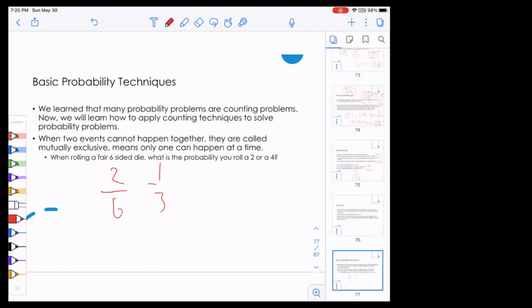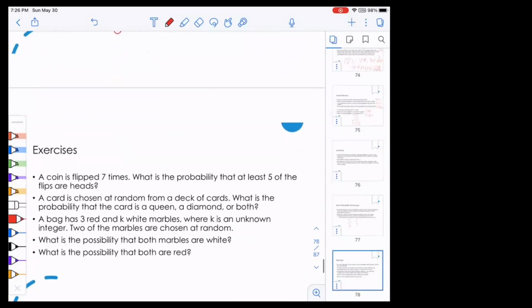So that's simple. Notice that the probability of the roll being a 2 or 4 is equal to the probability of the roll being a 2 plus the roll being a 4. So that means that these are mutually exclusive events and they can't happen together. So basically the rule that we need to know here is the probability of one or the other is equal to the probability of one plus the probability of the other, only if they're mutually exclusive. So that's something you should remember.